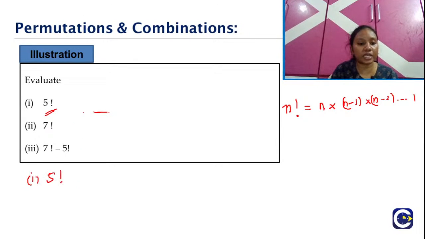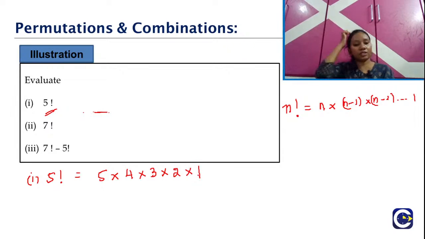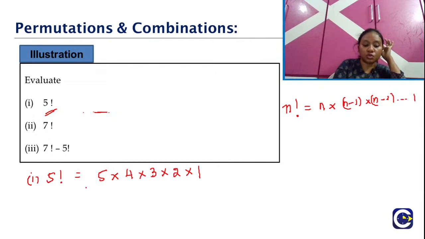So 5 factorial expansion will be 5 into 5 minus 1, which is 4, so 4 into 5 minus 2, that is 3, so 3 into 5 minus 3, that will be 2, so 2 into 5 minus 4, that is 1. So until 1 we can stop. So the 5 factorial value will be equal to 5 into 4 into 3 into 2 into 1.